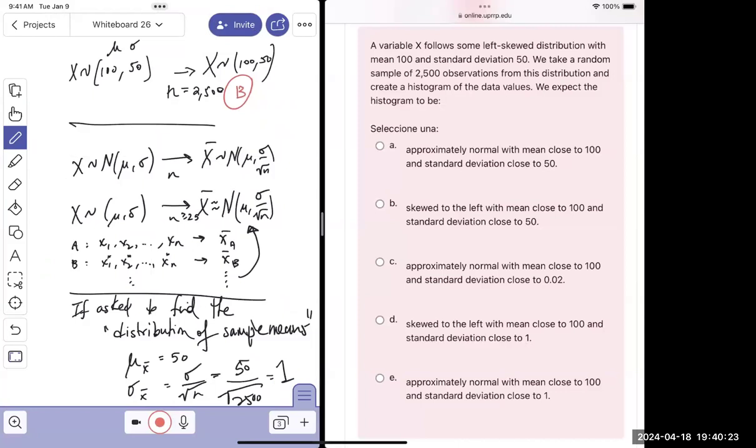So even though it looks like that should be the answer, 100, how did I screw this up so bad? The mean is 100, sorry, and the standard deviation is 50 over the square root of 2500, which is 1. So approximately normal with mean close to 100 and standard deviation close to 1. So E would be the answer to this question.